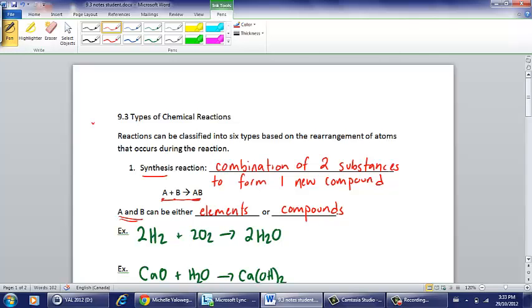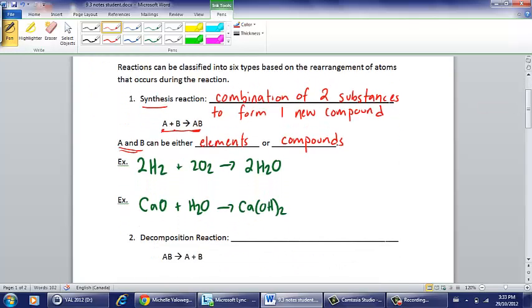Looking at a couple of examples, we can have hydrogen and oxygen joining together to form water. So hydrogen and oxygen, as you know, are both diatomic molecules, meaning that they always exist as H2 and O2. So we can have hydrogen joining with oxygen to form water. That is a type of synthesis reaction. Another example involving compounds is having calcium oxide, CaO, and water joined together to form Ca(OH)2. 2 compounds joined together to make another compound.